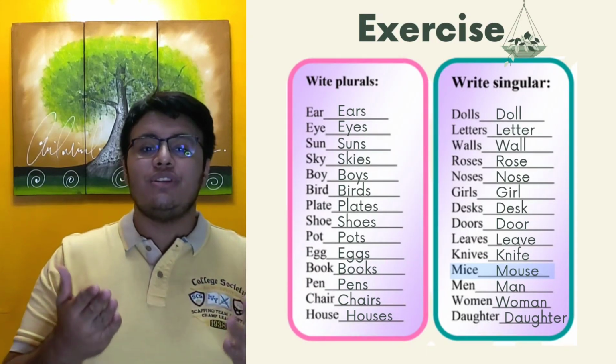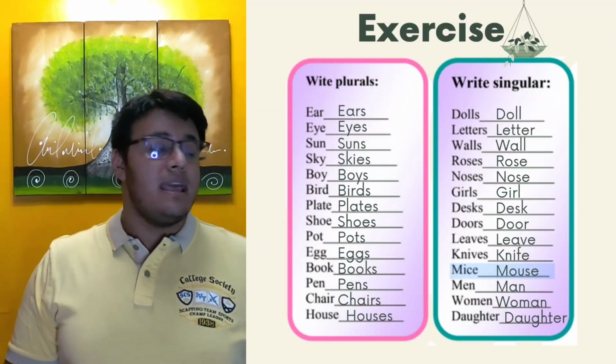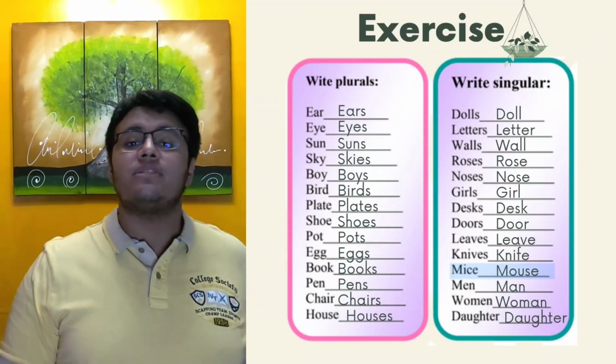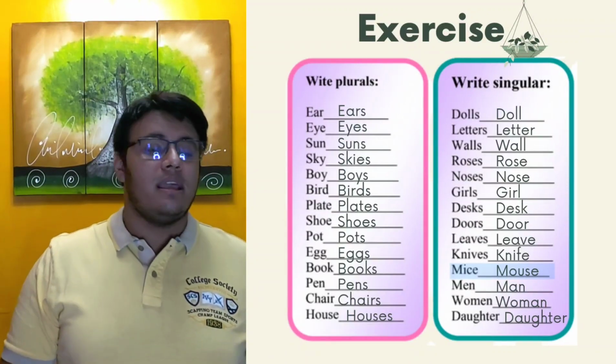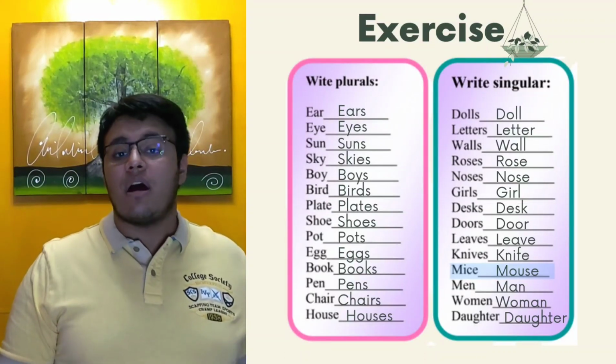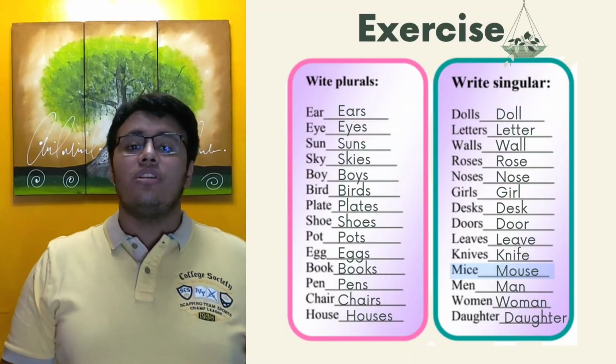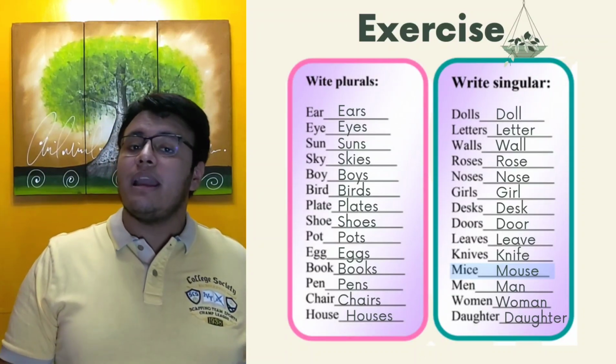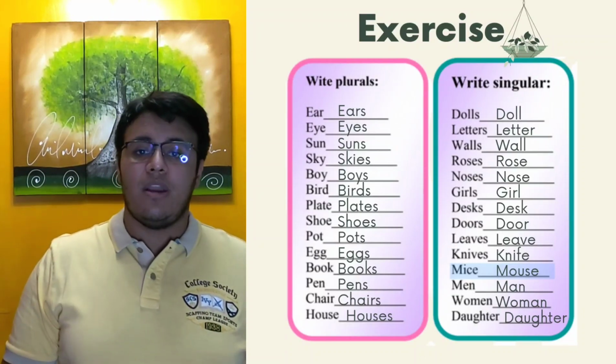Okay, how did you do? Let's find out. Here are the answers for the exercise that I have mentioned before. Here are the nouns that are supposed to be in plural and the nouns that are in singular. So, try to check if you got them correct. If not, try to rewatch the video.